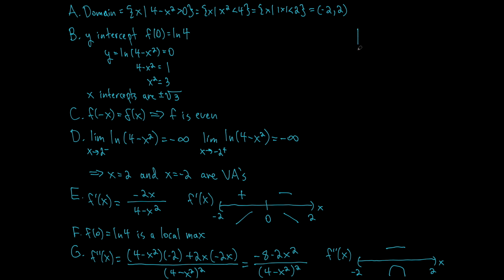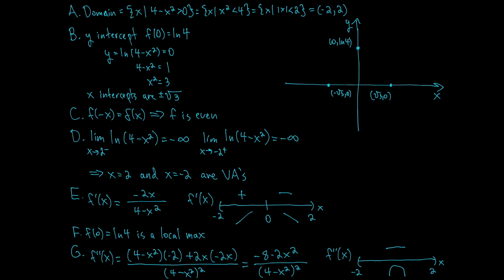Let's try graphing it now. Alright, we got a maximum at 0, ln 4. Let's pretend it's over there. So that's 0, ln 4. And we have intercepts at plus or minus rad 3 for x, so let's put those over here. So that's rad 3, 0, and that's minus rad 3, 0. I almost forgot, we've got asymptotes too.